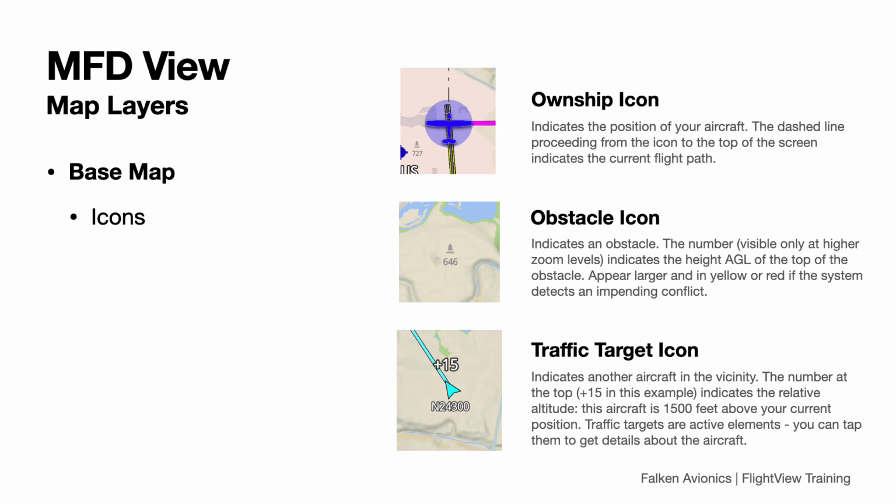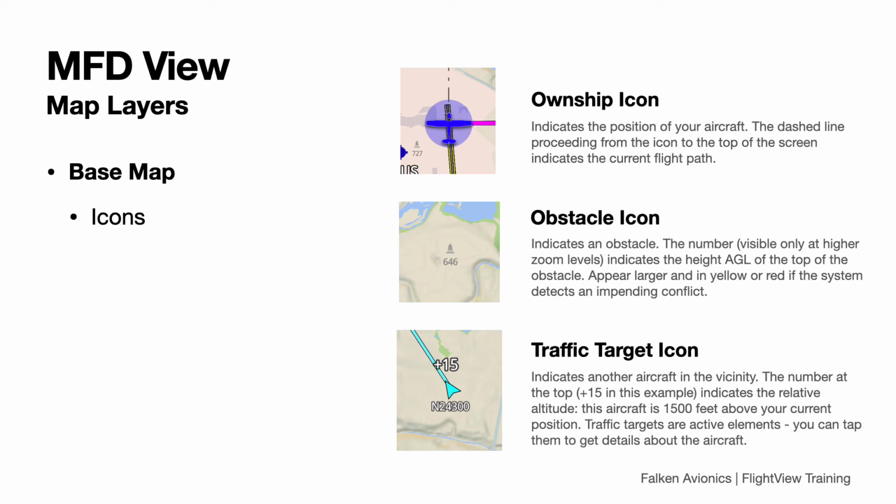When operating at lower altitudes, FlightView displays obstacle icons. These are normally small gray Washington Monument looking things. At higher resolutions, FlightView displays the MSL elevation at the top of those obstacles. If the system detects a potential obstacle conflict, the icon is replaced with a larger yellow icon, and our old friend Jeeves gives us a friendly "Caution! Obstacle!"